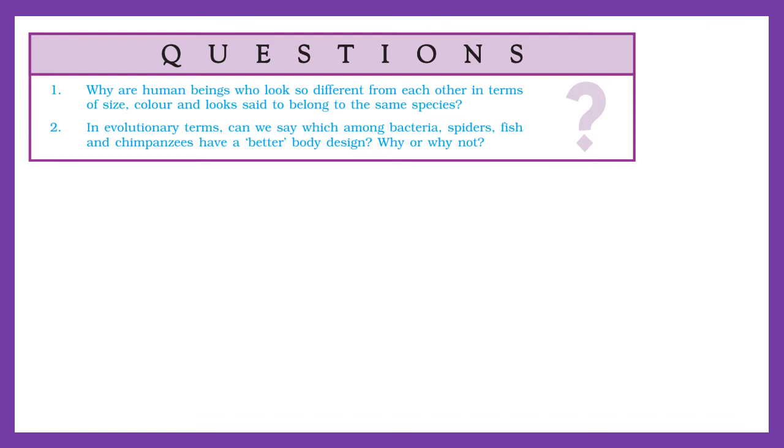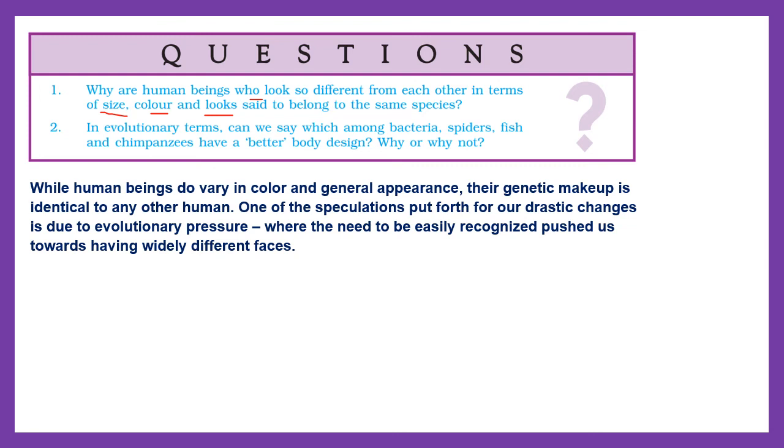Okay, here are two questions. Let me read the questions for you and after it I will answer. Why are human beings who look so different from each other in terms of size, color, and looks said to belong to the same species? Right now, in previous slides, I have answered. Okay, let me answer it here also.